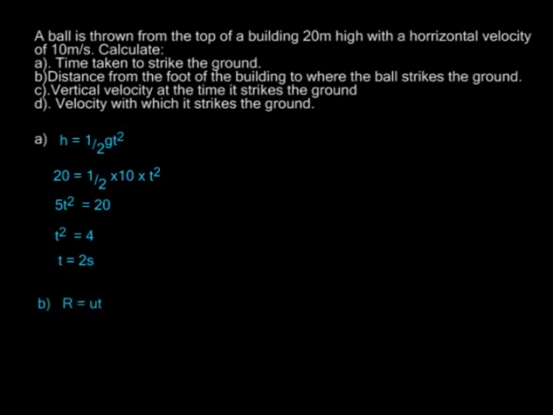Solution A. We have been given u is 10 meters per second, g is 10 meters per second squared, and height is 20 meters. But then h is equal to a half g t squared, and therefore 20 is equal to a half times 10 times t squared. 5t squared is equal to 20. t squared is 4 and t is 2 seconds. B. Range is equal to ut. Therefore we have 10 times 2, which is 20 meters.